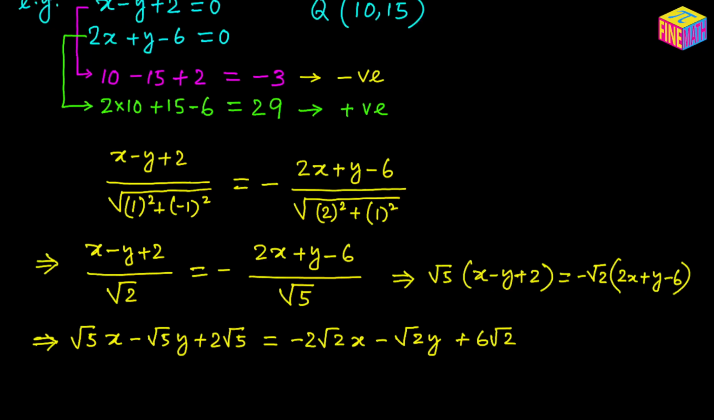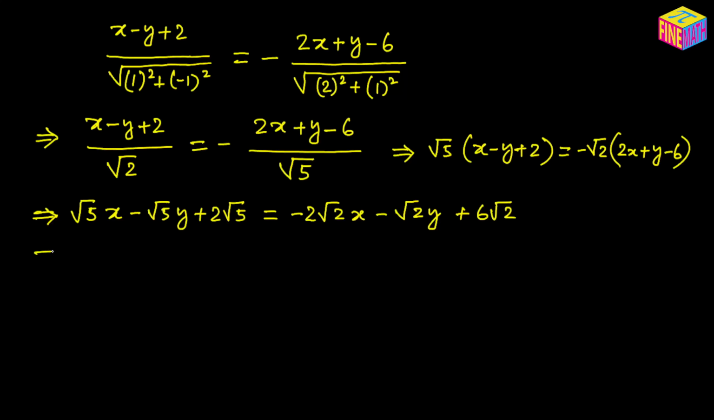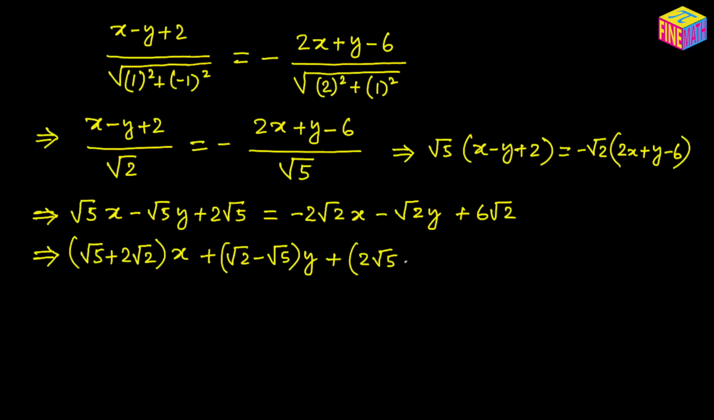And if we bring everything to the left hand side, then it's going to look like this. For the x terms, it would be positive square root of 5 and another positive 2 times square root of 2. So that would be square root of 5 plus 2 times square root of 2, times x. And then for the y terms, we have a positive square root of 2 and negative square root of 5. So we can write it like positive square root of 2 and negative square root of 5 times y. And then for the constant terms, we have 2 times square root of 5 and minus 6 times square root of 2. All of that is equal to 0. And that is the equation of the bisector of the angle that contains the point Q.